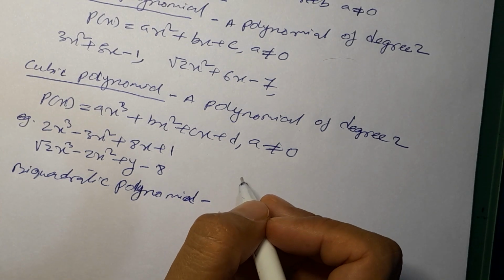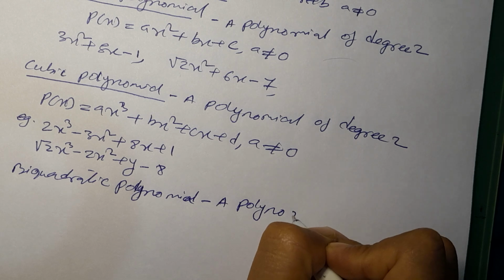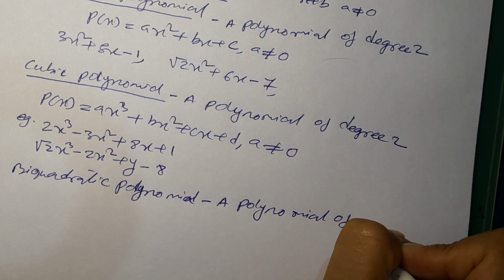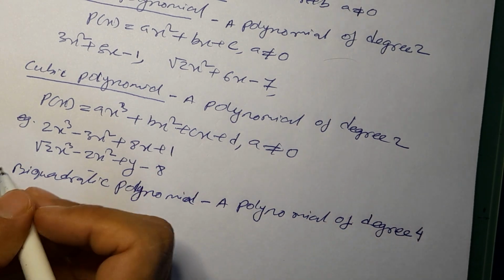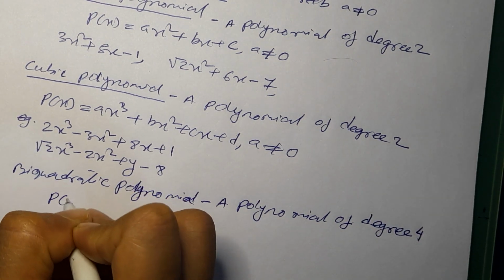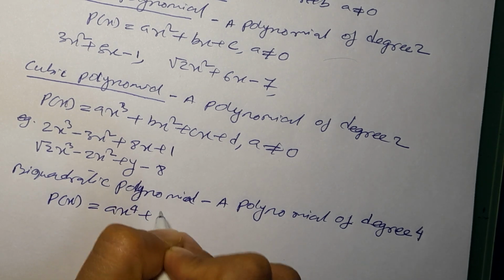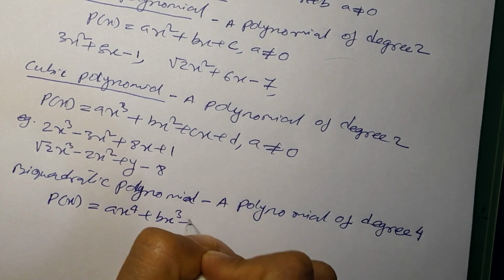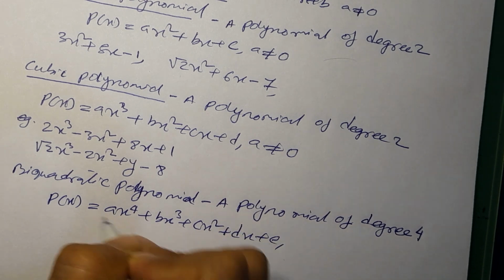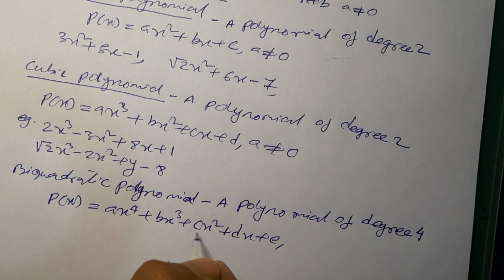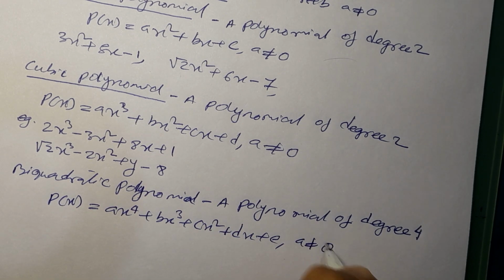A polynomial of degree 4. Example, its general form is p of x is equal to ax to the power 4 plus bx cube plus cx square plus dx plus e. Only this front part cannot be 0, the rest b, c, d can be 0, but this a cannot be 0. a does not equal 0.